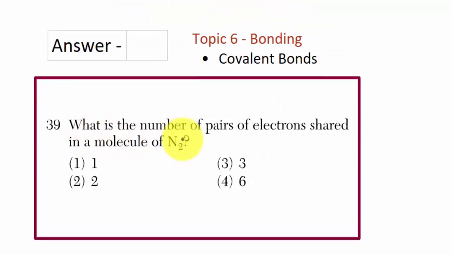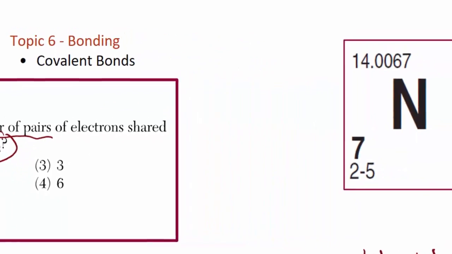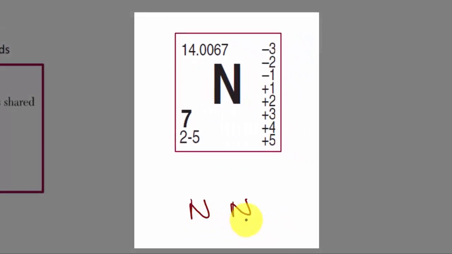Question 39. What is the number of pairs of electrons shared in a molecule of N2? To form a molecule of N2, we have to put 2 nitrogen atoms together, and have them share their electrons in the valence shell. Well, they each have 5 electrons in their valence shell. In order for them to simulate 8 electrons, they're going to have to actually share 3 electrons each.